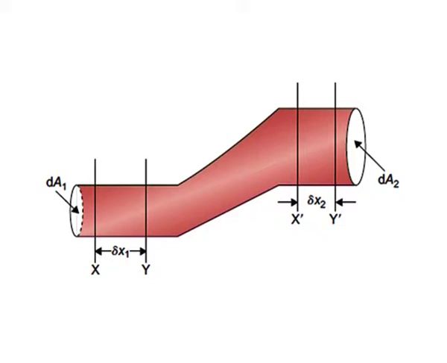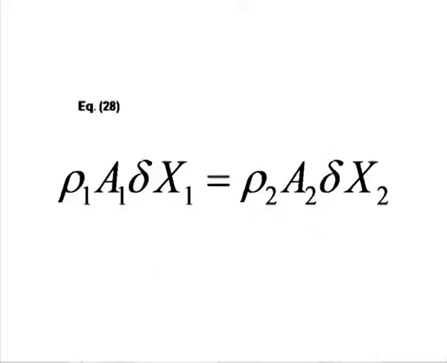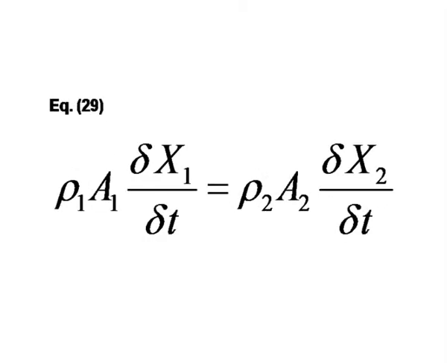The fluid contained in the space y x bar is common to both initial and final space. Therefore, the mass of fluid in space xy must be equal to that of x bar y bar. Thus, rho 1 A1 delta x1 is equal to rho 2 A2 delta x2. So, divide this equation 28 by time step delta t and you arrive at rho 1 A1 delta x1 by delta t is equal to rho 2 A2 delta x2 by delta t.